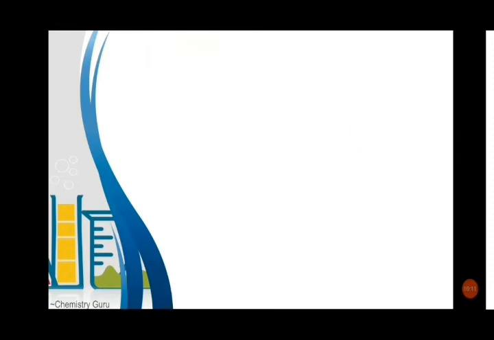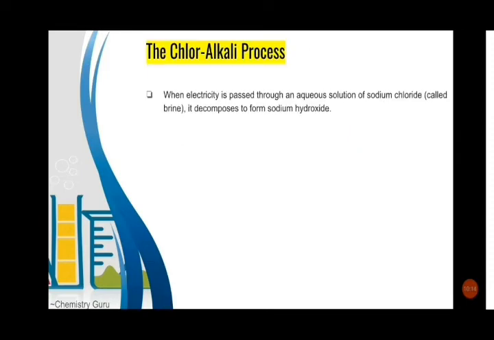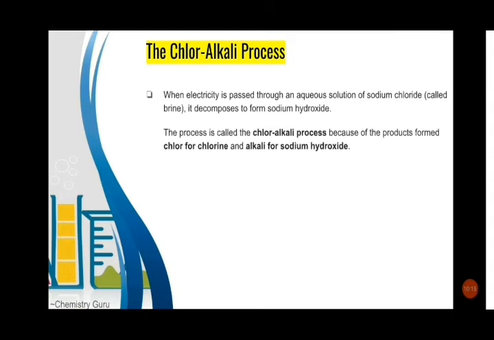Now the next topic is the chlor-alkali process. Now what is the chlor-alkali process? Let us discuss this. When electricity is passed through an aqueous solution, we have discussed in electrolysis, that when electricity is passed through an aqueous solution of sodium chloride called brine, it decomposes to form sodium hydroxide. And how we are getting the products. The process is called the chlor-alkali process.